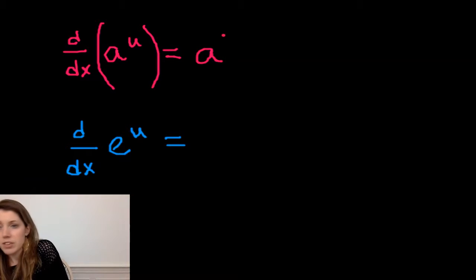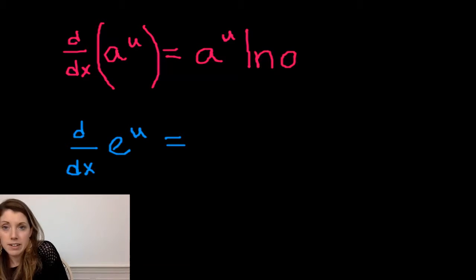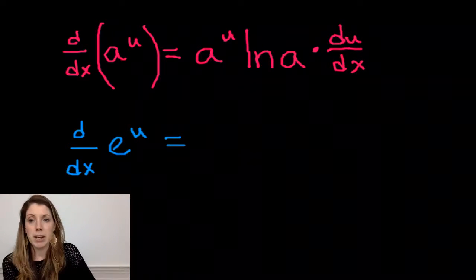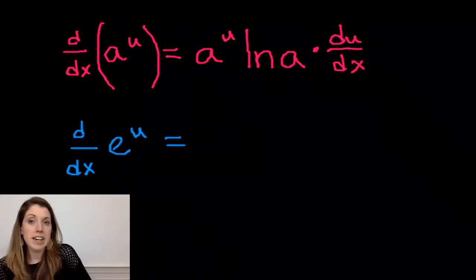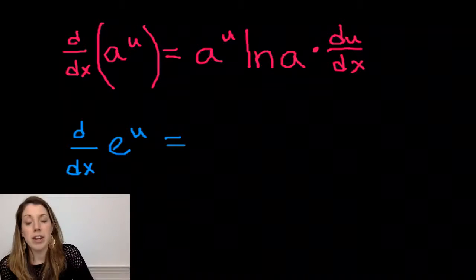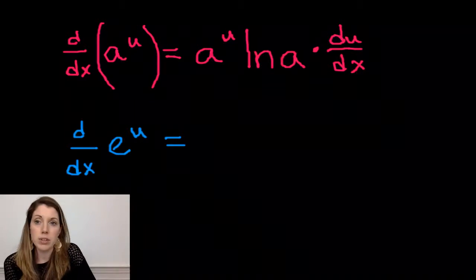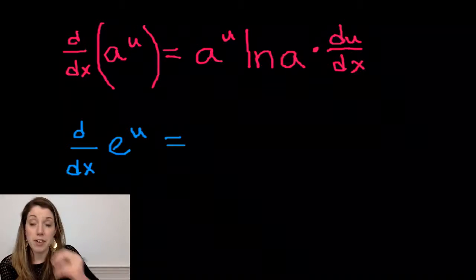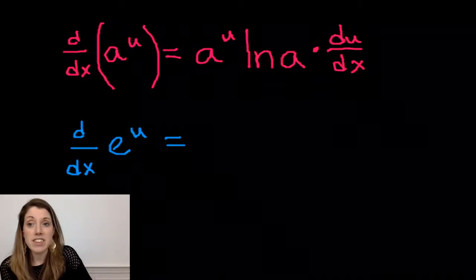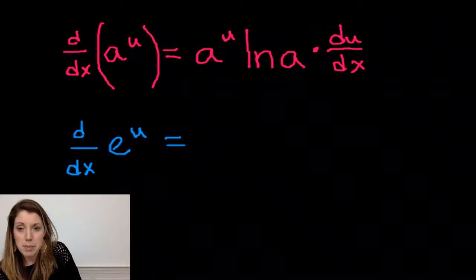So the derivative of a to the u is a to the u times the natural log of a times the derivative of whatever inside function we have. So if it's just x, then that just becomes 1 and we ignore it. But if it's something like 2x or 10x or sine of x, then we would multiply by that. That's basically the chain rule again. So a to the u natural log of a times the derivative of the inside function. And that's it. That's all you need to remember.